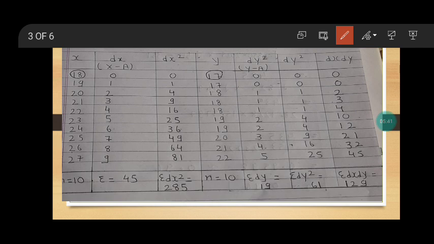Okay, and it would be easy for you to make the calculations. So it is always preferable that you take the smallest number as the assumed mean. In the X series we can see that 18 is the smallest number, and that is why I have considered 18 as our assumed mean.